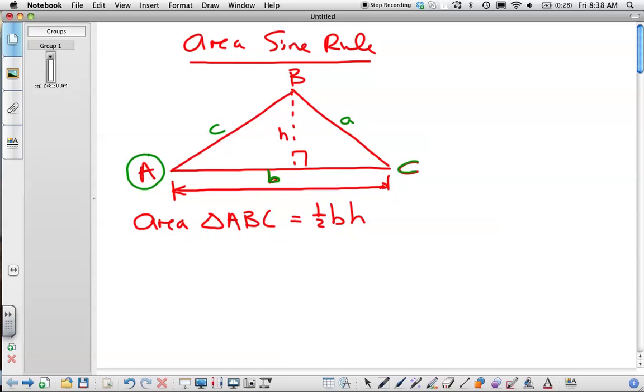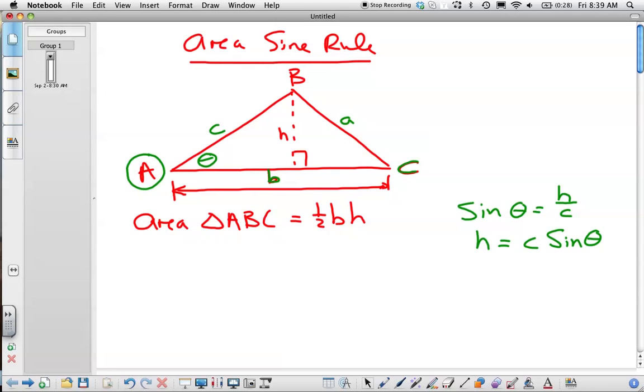Now if I knew, for instance, what this angle over here was, theta, then I'm sure you'd all agree with me that we could say that the sine of theta is equal to H over C. And we could then change this around. We could say, well, H, the height, is equal to C sine of theta.